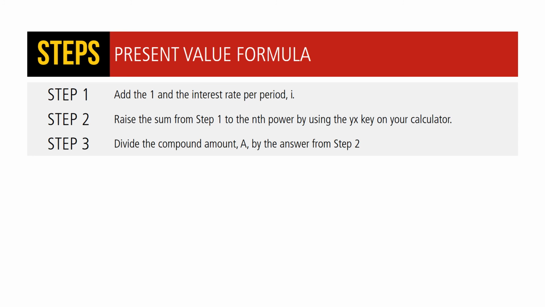To solve the present value formula, follow these steps. Step 1. Add 1 to the interest rate per period I. Step 2. Raise the sum from step 1 to the nth power by using the y^x key on your calculator. Step 3. Divide the compound amount A by the answer from step 2.